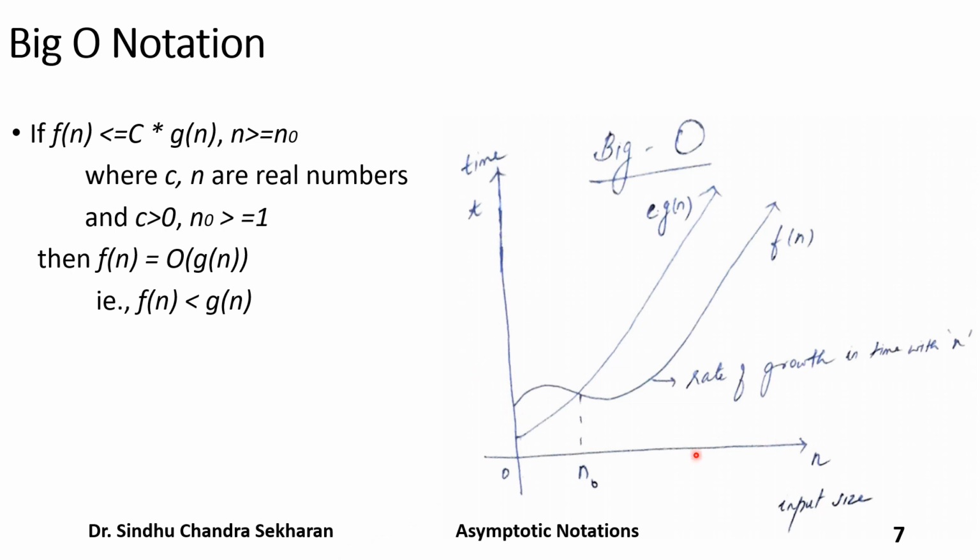Consider this graph. On your x-axis you have the input and on your y-axis you have the time. You can consider any data set. Say the number of purchases in a supermarket keeps increasing over time, over a day, a month, a year. So this is the time and the number of products purchased in a supermarket, for example. As n increases, this is the rate of growth of the purchases or the sales in time.